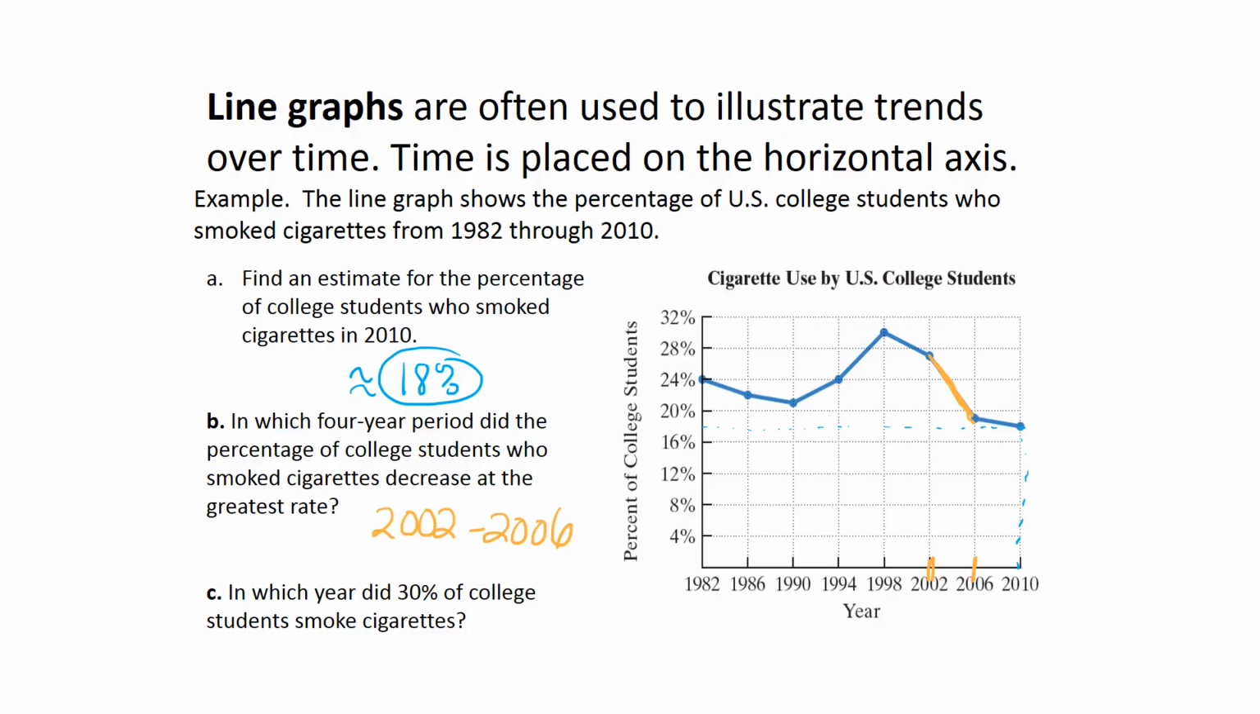In which year did 30% of college students smoke? So we go up to 30%, which is halfway between 28 and 32. And we go over, and this time we want to look at the year. So we go down and decide that that's 1998.